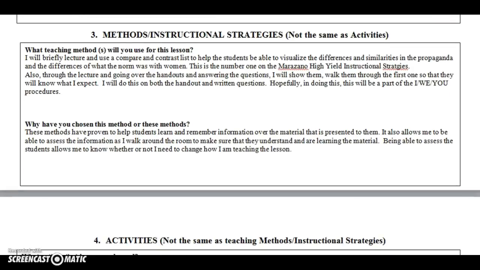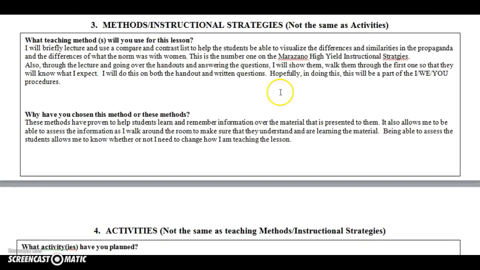Number 3. Methods, instructional strategies. What teaching method will you use for this lesson? I will briefly lecture and use a compare and contrast list to help the students be able to visualize the differences and similarities in the propaganda and the differences of what the norm was with women. This is number one on the Marzano High Yield Instructional Strategies.